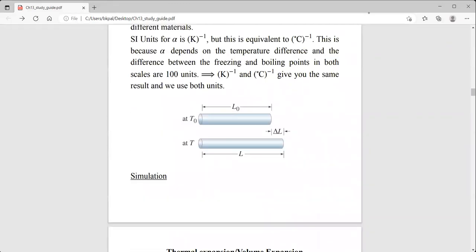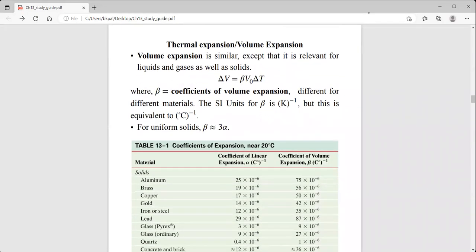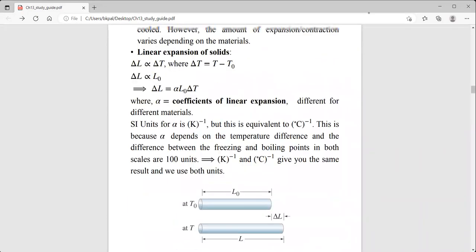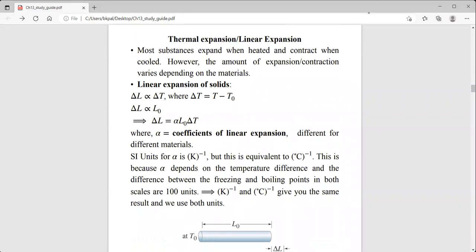All right. Next is the volume expansion. So thermal expansion, or the linear expansion, is basically used only for solids, because only a solid object can have a length. The gas or the liquid cannot have a length, right? So that's why it's not useful for the gas or for the liquid.